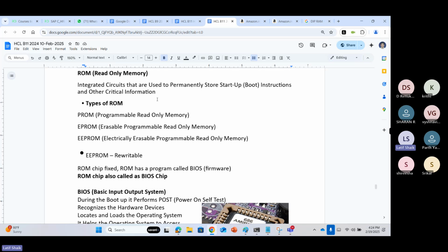The purpose of firmware is it helps you to boot your system. When you power on your system, it should understand first. The system needs some instructions to turn on, and that is done by this BIOS chip only. The firmware is nothing but the instructions inside. Okay.